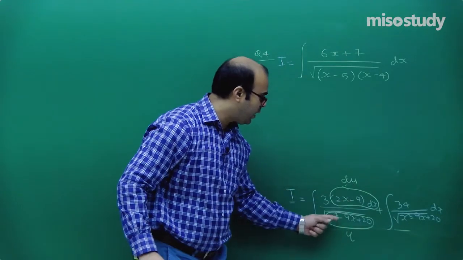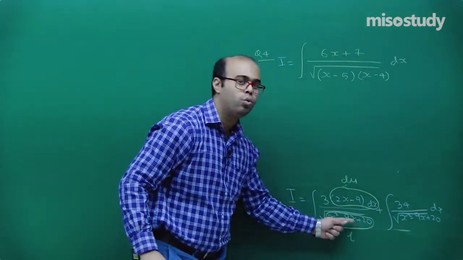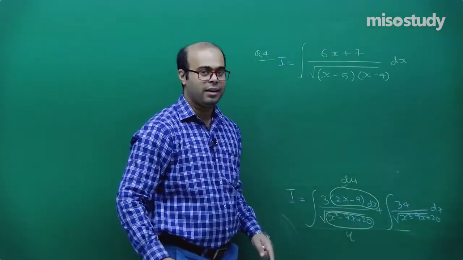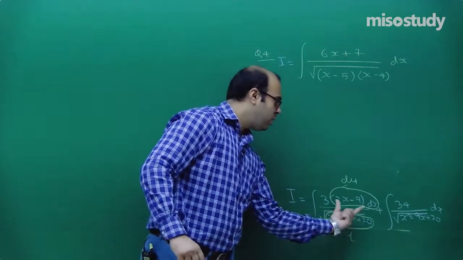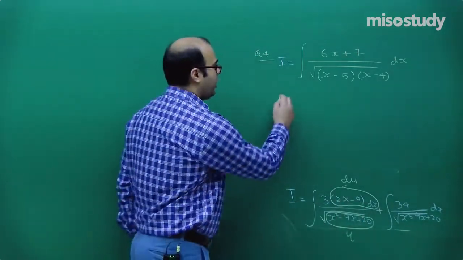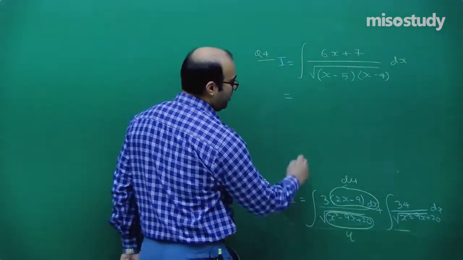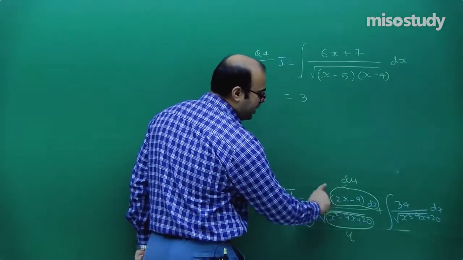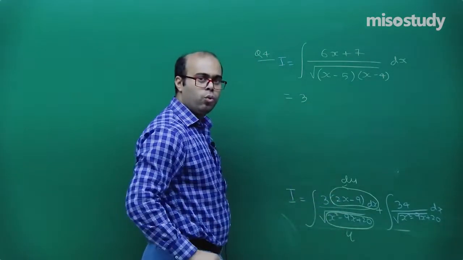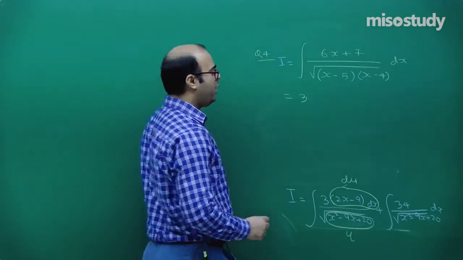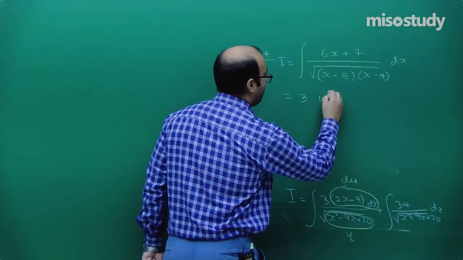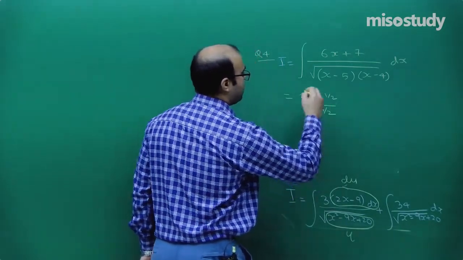This is 2x minus 9, the derivative of this u, that is 2x minus 9. So, if you assume this as u, this term will become du. So, in the integration of this, 3 will come outside. It is actually the integral of 1 by root u. So, what is the integral of 1 by root u? That will become u to the power 1 by 2 by 1 by 2.